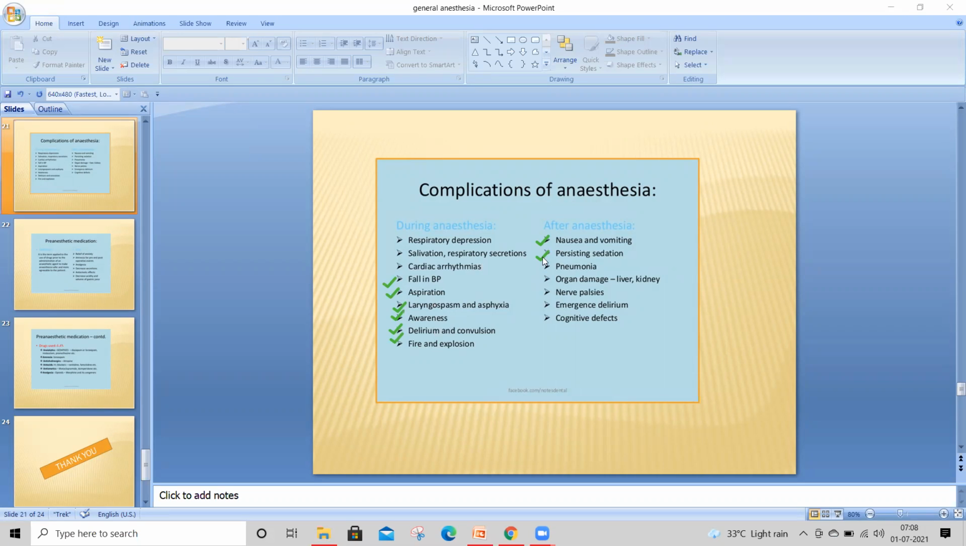and there may be chances of persistent sedation, long time sleep, pneumonia, nerve palsies, emergence delirium, and cognitive defects. These are some complications of anesthesia. You have to remember this. This is an important slide.